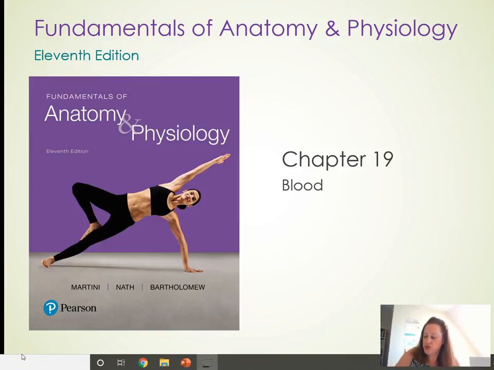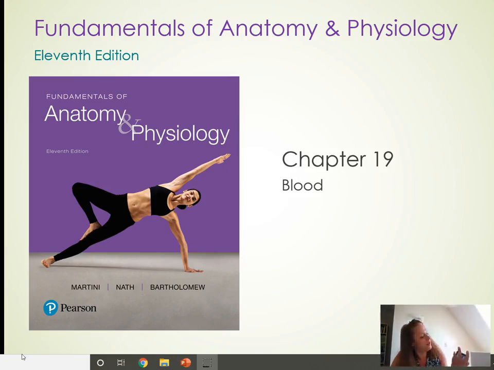So today we're going to do the blood PowerPoint video lecture. And we're going to go through the functions of blood. We're going to go through the different components of blood. As you remember, blood is a connective tissue, so there are cells, there's a liquid matrix called plasma, and then there are actually fibers.